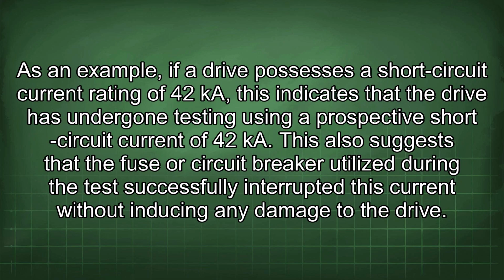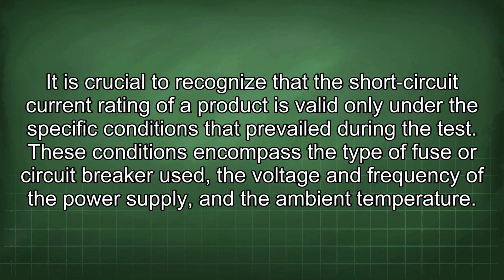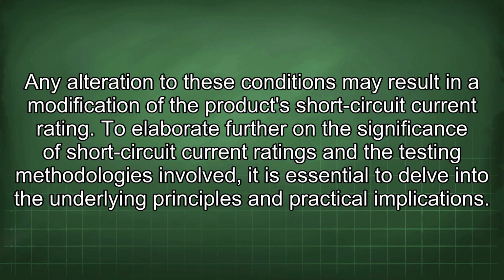As an example, if a drive possesses a short circuit current rating of 42 kA, this indicates that the drive has undergone testing using a prospective short circuit current of 42 kA. This also suggests that the fuse or circuit breaker utilized during the test successfully interrupted this current without inducing any damage to the drive. It is crucial to recognize that the short circuit current rating of a product is valid only under the specific conditions that prevailed during the test. These conditions encompass the type of fuse or circuit breaker used, the voltage and frequency of the power supply, and the ambient temperature. Any alteration to these conditions may result in a modification of the product's short circuit current rating.